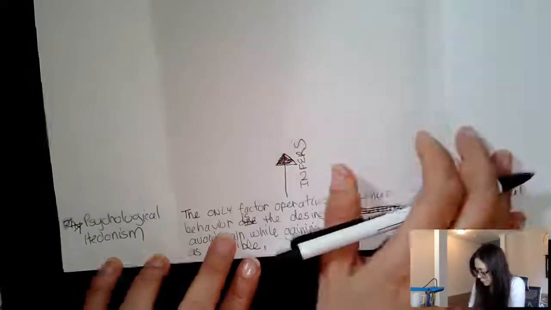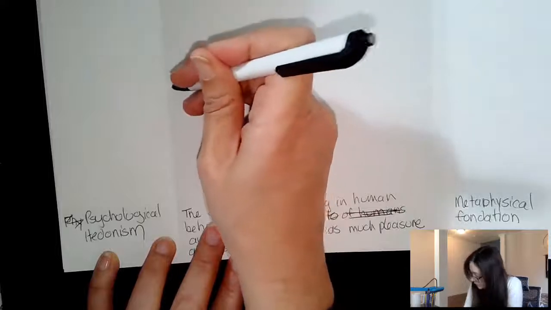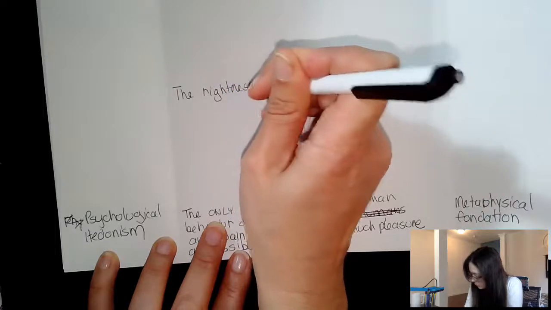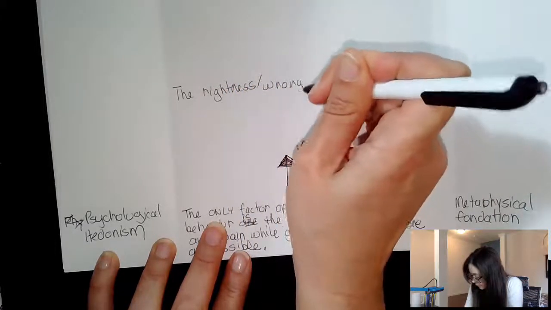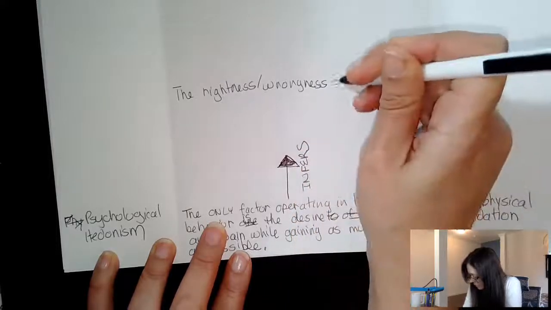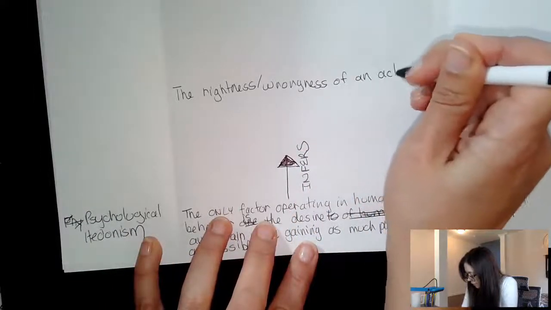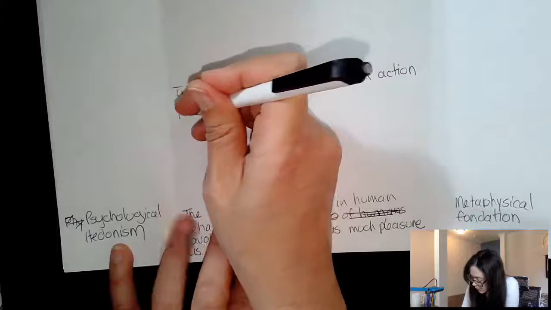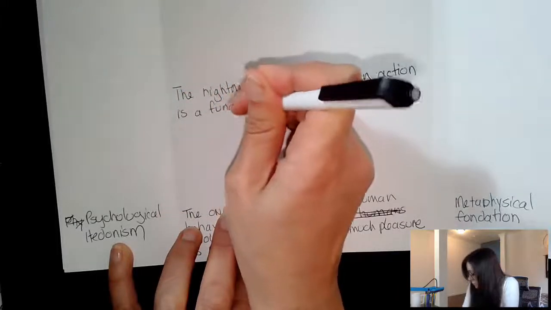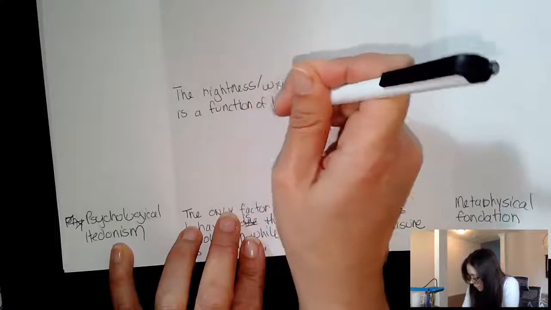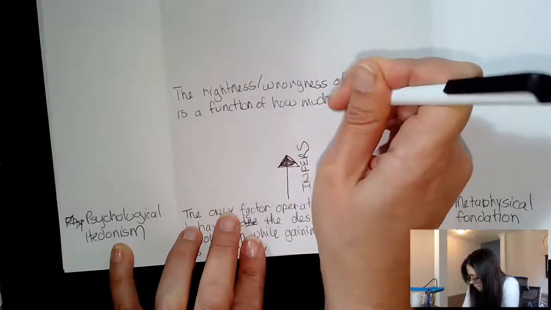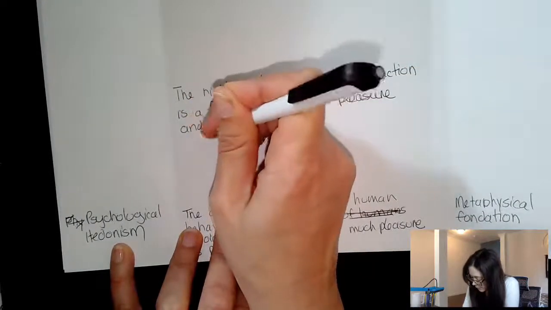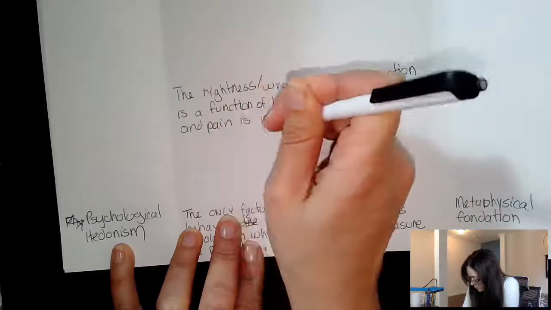Well, he's going to infer this. The rightness or wrongness of an action, and of course, whenever I say action, you're also thinking of choices, decisions, behaviors, is a function of how much pleasure and pain is produced.